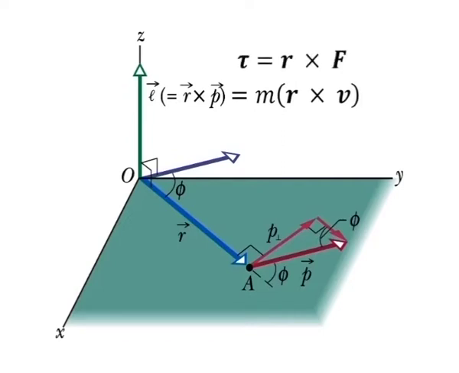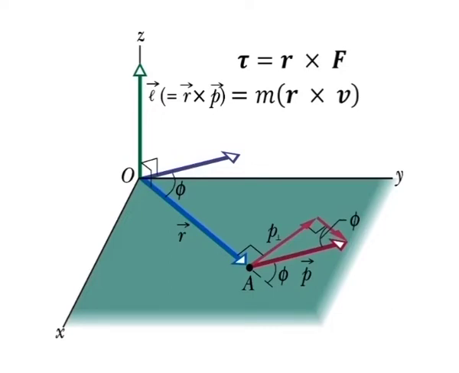Now, we shall compare the torque equation τ = r × F with the angular momentum equation, and we find that angular momentum bears the same relation to linear momentum that torque does to force. The SI unit of angular momentum is the kilogram meter squared per second, equivalent to the joule second.